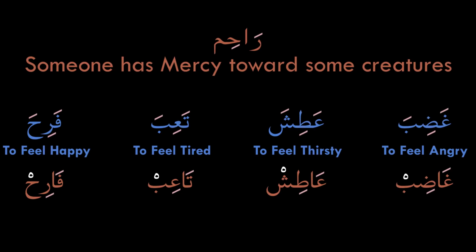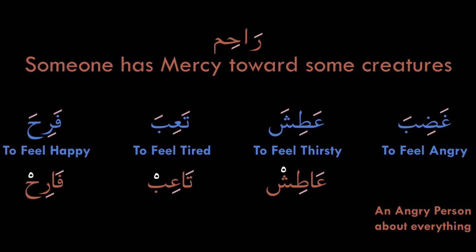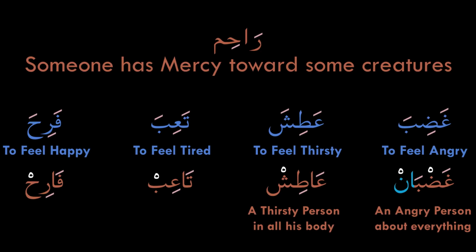The active participle ghadib means the one who is angry. But what if this person is angry about everything? In this case, we say instead of ghadib that he is غضبان. The active participle عاطش means the one who is thirsty. But what if this person was walking in the desert for days without water, so all his body was thirsty? Then we say instead of عاطش that he is عطشان.